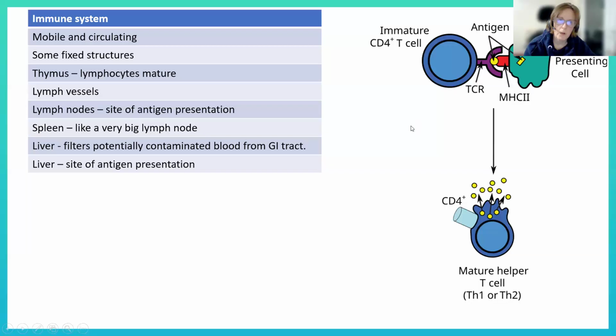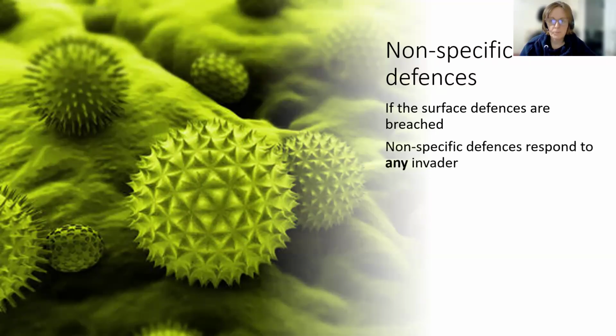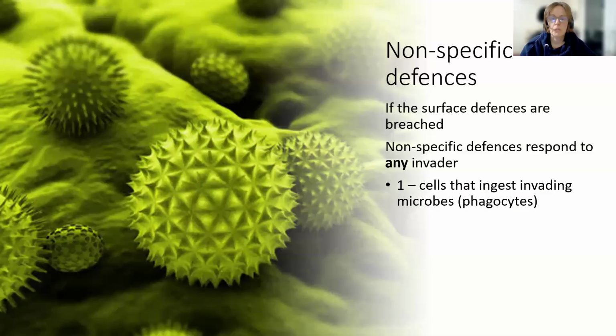So that's one part, antigen presentation of the immune response, but there's an awful lot of things going on. So the non-specific defenses consist of, once the defenses have been breached, so your skin's been cut, something's got in, you've breathed something in, you've ate something. It's any invader, we don't know what it is yet. They can ingest cells by phagocytosis, which we know about, but we're going to have a look at.